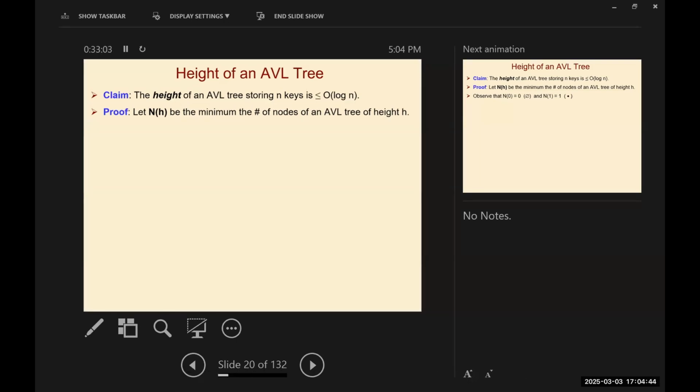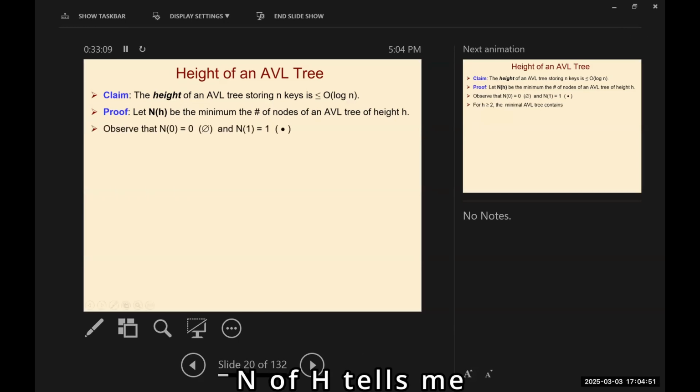Does that make sense? All right. So, right, n of h tells me how many nodes I can have of height h. And n of 0, I got 0 nodes, height 0. N of 1, I got 1 node, the height is 1, right?